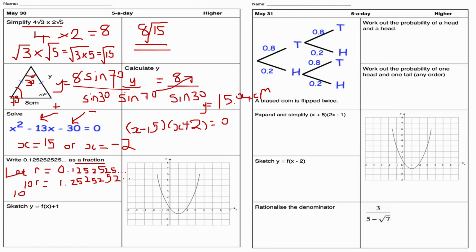100r is equal to 12.5252, and then 5, and then again. Okay, it goes on forever. Right, let's now work out 1000r. Okay, so that's equal to 100r, sorry.